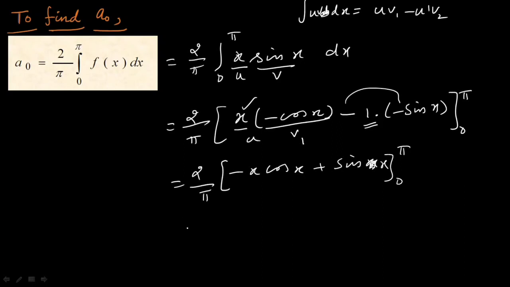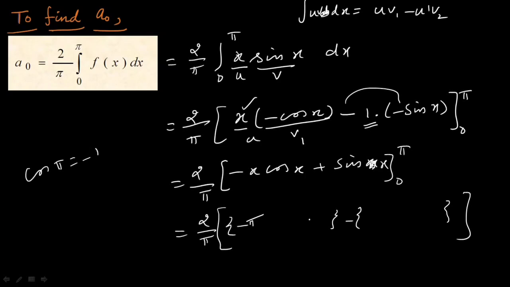Now that is equal to 2 by pi. Let me substitute the limits. First we substitute the upper limit, so the bracket is a must. I give you two parentheses, one for the upper limit and the other for the lower limit. First let me substitute x equals pi. If you substitute x equals pi, minus pi cos pi. You know the value of cos pi: the value of cos pi is minus 1. So minus pi times minus 1, plus sin pi.